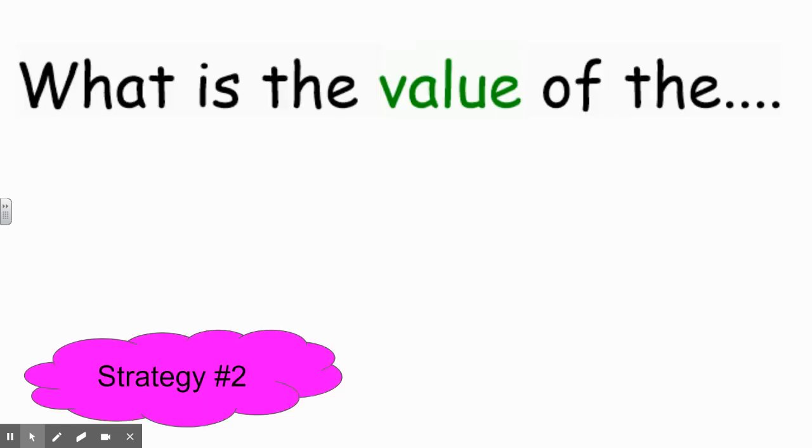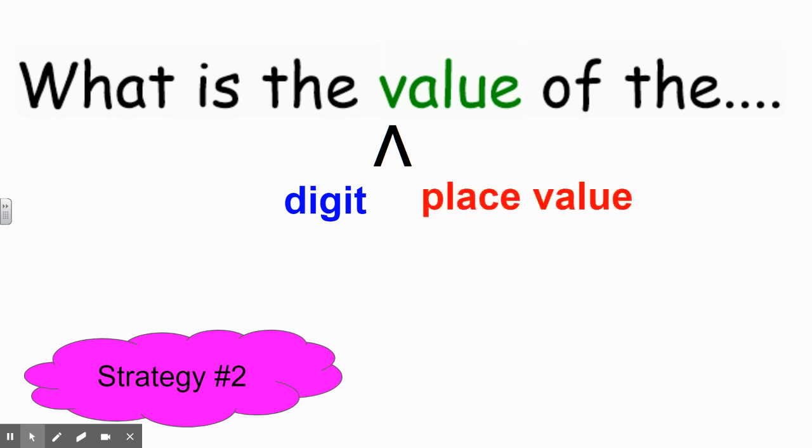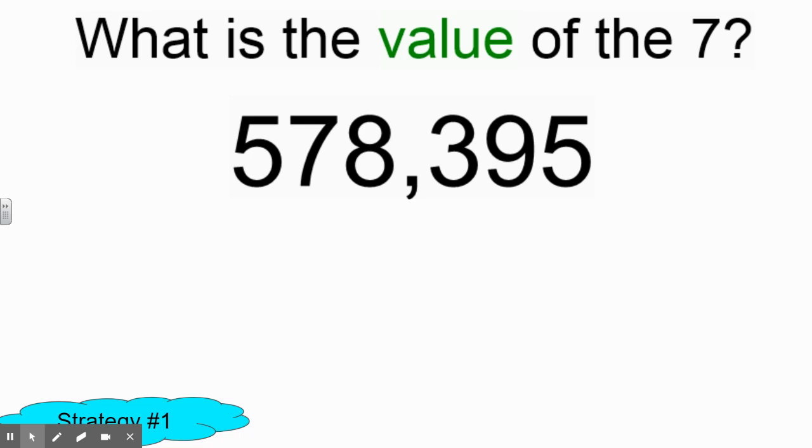Now, strategy number 2, I like a little bit more. I use an upside down V, and that helps me to remember that digits are important when finding the value, and the place value is important when finding the value. And we take them and we multiply them together to find the value. So let me give you an example of each strategy.